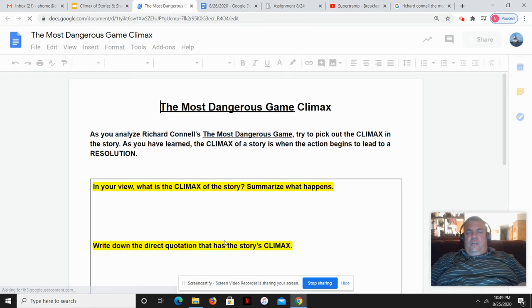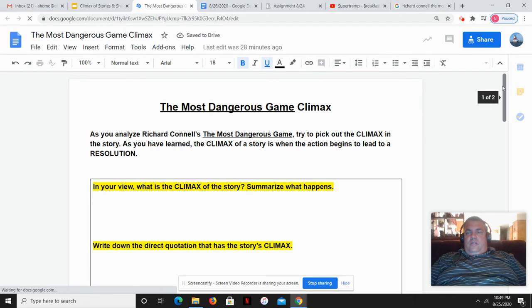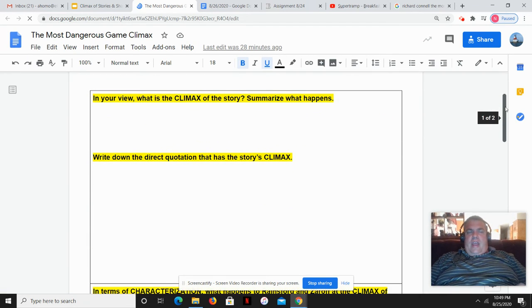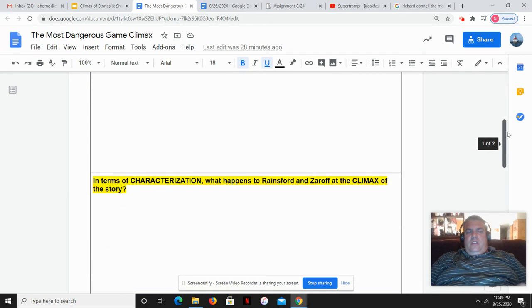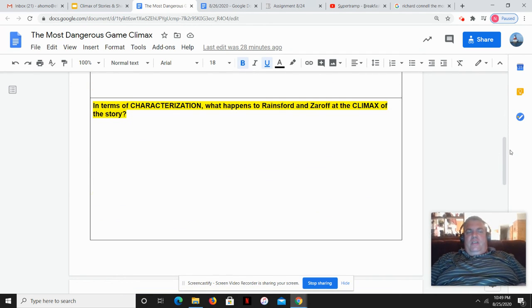And the guided worksheet looks like this. First on top, you're going to answer, in your view, what is the climax of the story? Summarize what happens, write down the direct quotation that contains the story's climax, and then finally, in terms of characterization, what happens to Rainsford and Zaroff at the climax of the story.